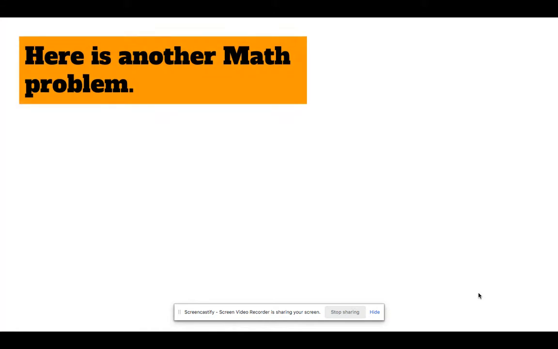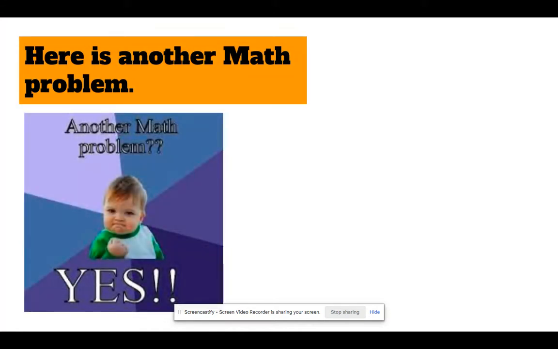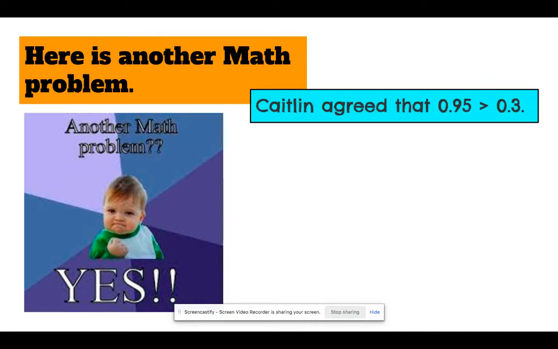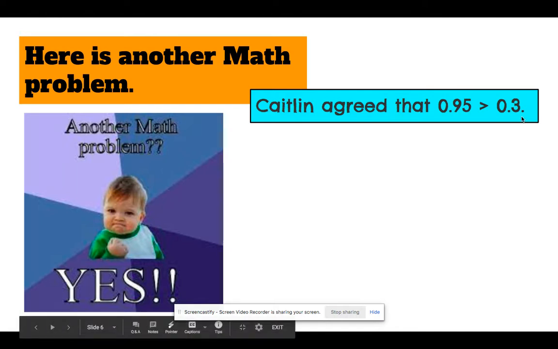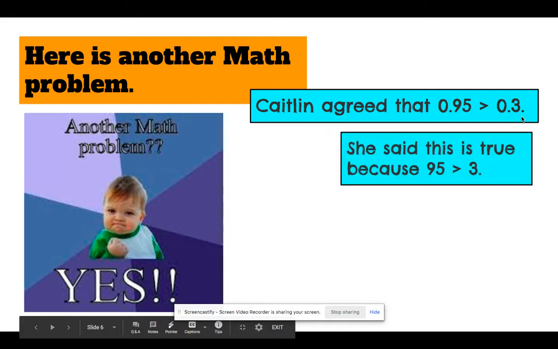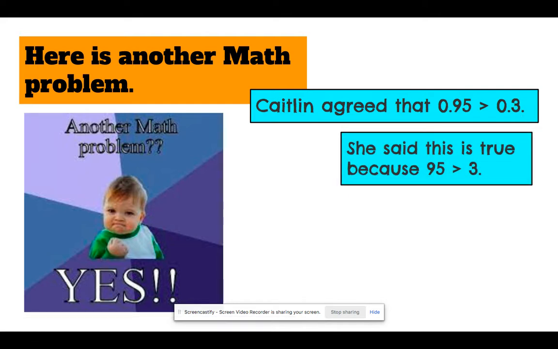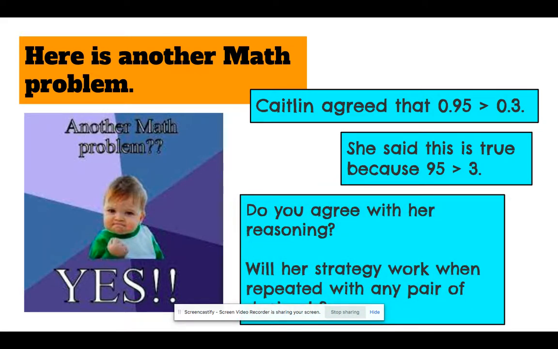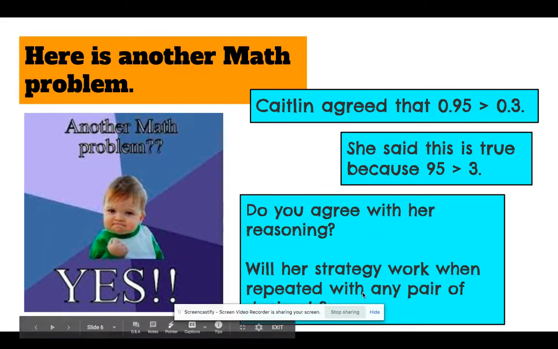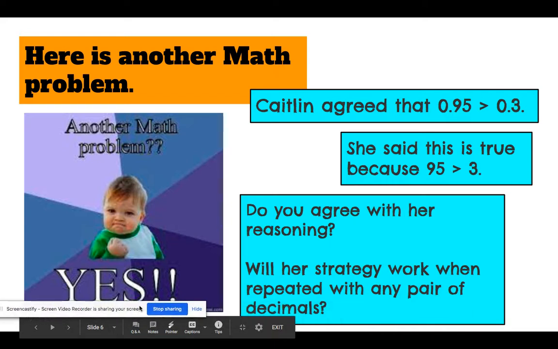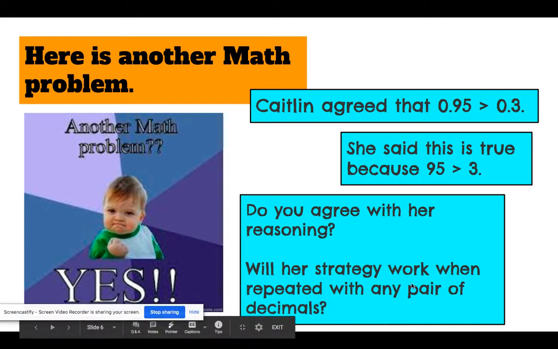Okay, so here's another math problem. We have Caitlin, and she agreed with the math problem we just did, that 95 hundredths is greater than 3/10. She said this is true because 95 is bigger than 3. Do you agree with her reasoning? Will her strategy work when repeated with any other pair of decimals?